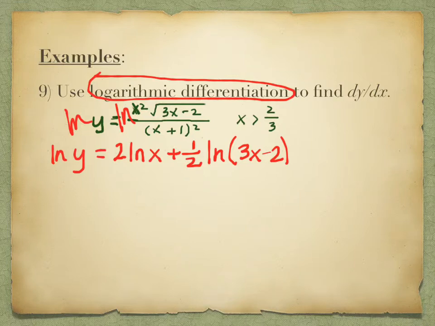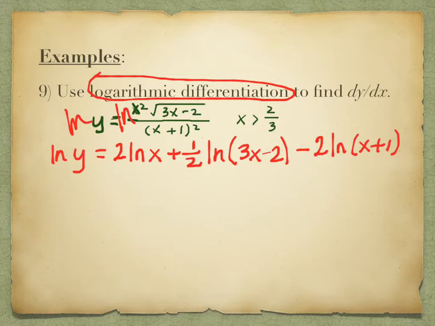Okay. So I'm not taking any derivatives here. I'm just expanding with properties of logs. And then I have minus, because it's in the denominator. That exponent of 2 can also come out in front as a coefficient. And then I have the natural log of x plus 1.